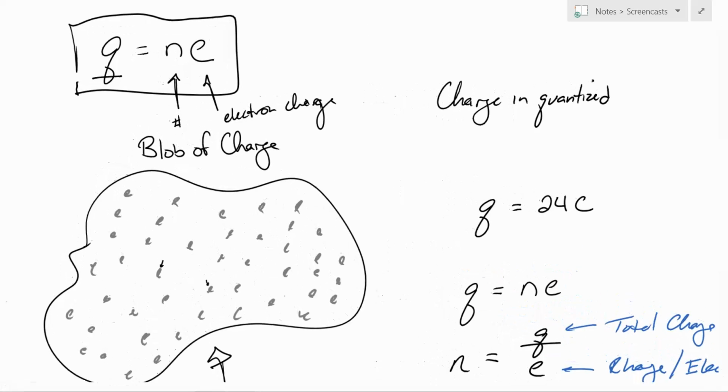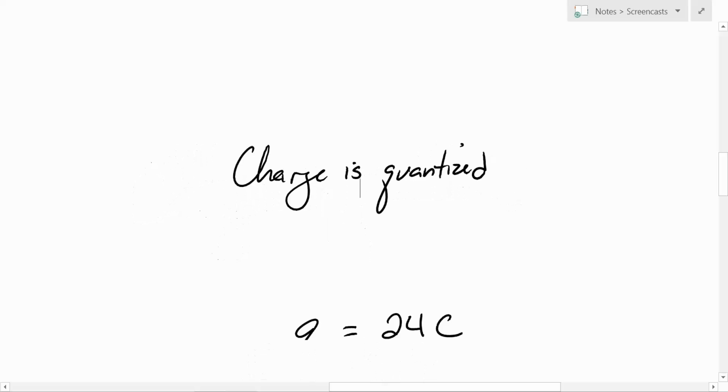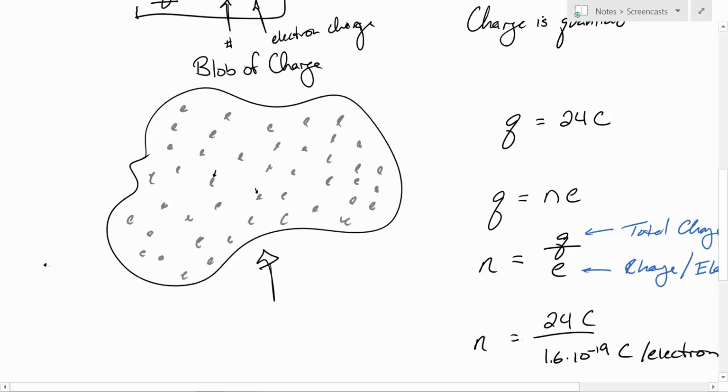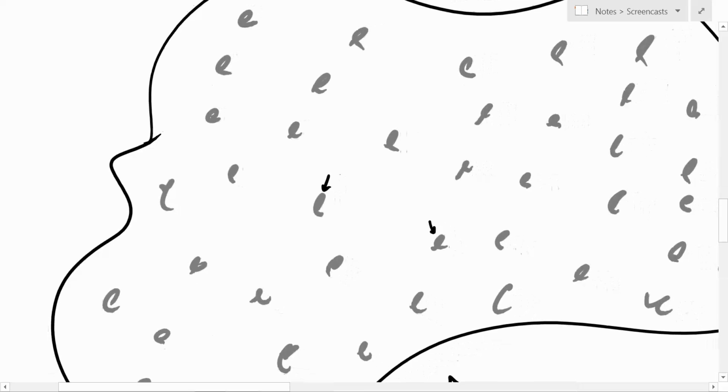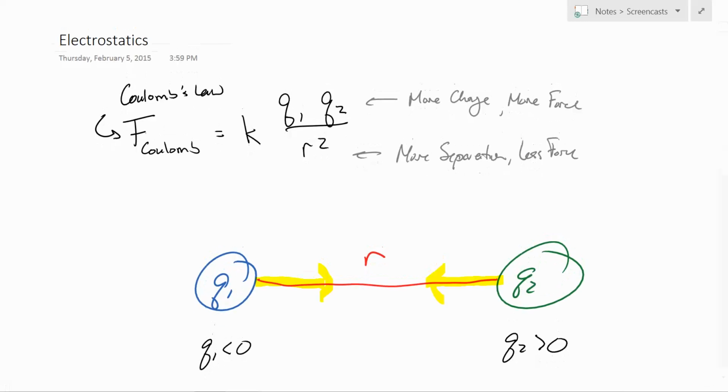But the basic ideas: charge is quantized. That's important. That means any blob of charge like this is built up of smaller electron charges, and those are the pennies of charge. And also we have Coulomb's law. Basically, more charge, more force. More separation, greater apart, less force. And then the law of romantic comedy is for attract and repel. Okay, have fun.